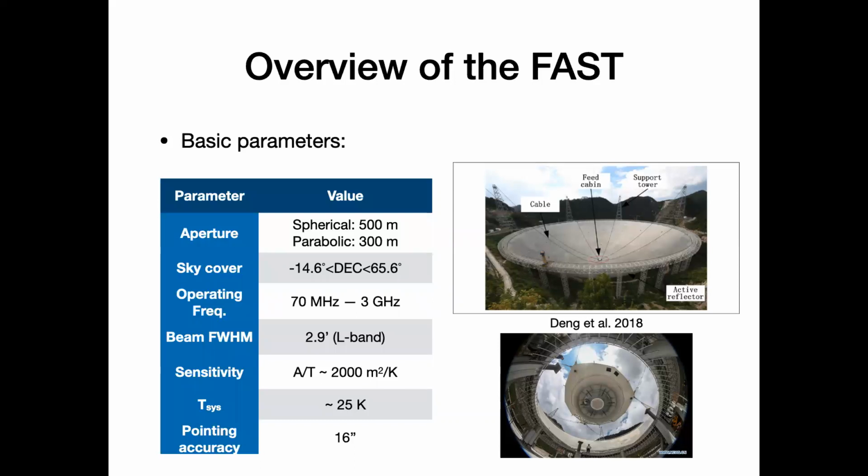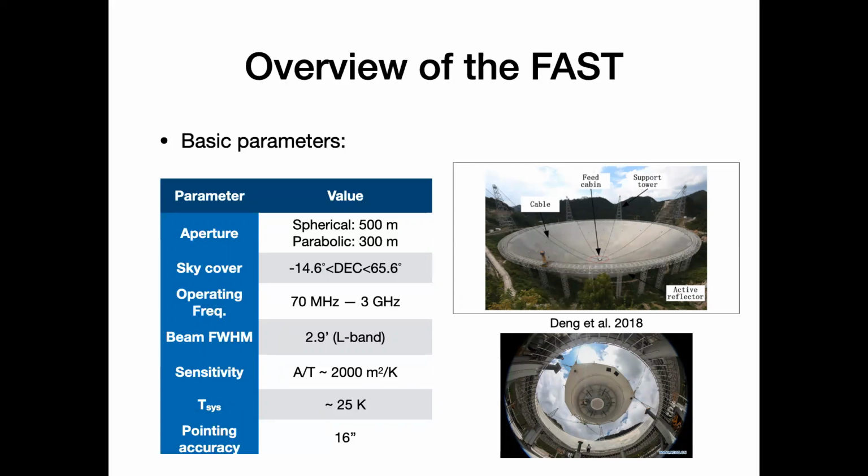And let me review the FAST basic parameters here. The spherical aperture is 500 meters, as you can tell from the name. But the parabolic surface aperture is about 300 meters. Because of this, we developed the active reflector technology. It can help us track the targets for a few hours.